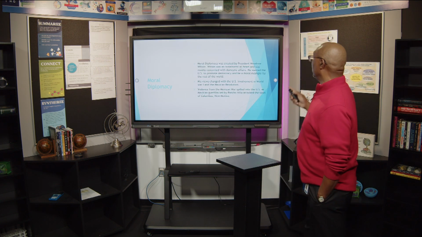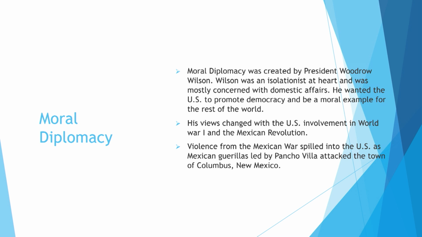Moral diplomacy was created by President Woodrow Wilson. This was his foreign policy goals. Wilson was an isolationist at heart and was mostly concerned with domestic affairs. He wanted the U.S. to promote democracy and be a moral example for the rest of the world. In other words, Theodore Roosevelt and William Howard Taft were imperialists. They thought that in order to support American business, we had to have those markets and those spheres of influence around the world to gain natural resources if we needed them and to gain markets.